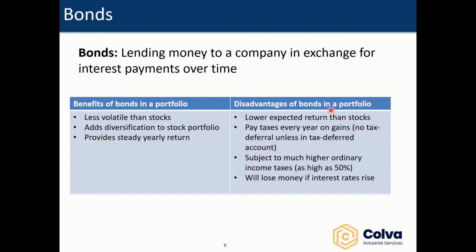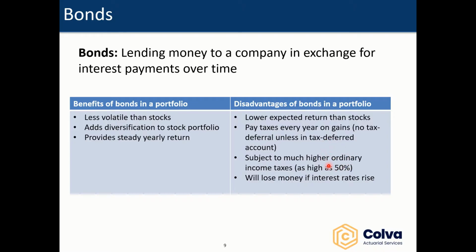The disadvantages of bonds in a portfolio is that the expected returns are going to be significantly lower than stocks, right? And they're also not really tax efficient, right? You're going to pay taxes every year on the gain. As they're making those coupon payments, those interest payments back to you, you're paying taxes, and those are subject to much higher ordinary income taxes, right? So if you're in a high tax bracket, you can be paying as much as 50% on those gains. And that's really bad, especially if yields are low like they are in today's current environment.